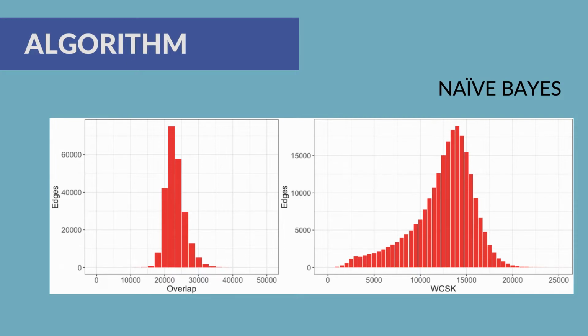The expected distributions of the different features are inferred from a selected subset of what we call safe edges, which are reciprocal best in both the overlap and the WCSK metrics. And using that algorithm, an edge is then selected if it connects previously unconnected ends of different paths, avoiding cycles and trees.